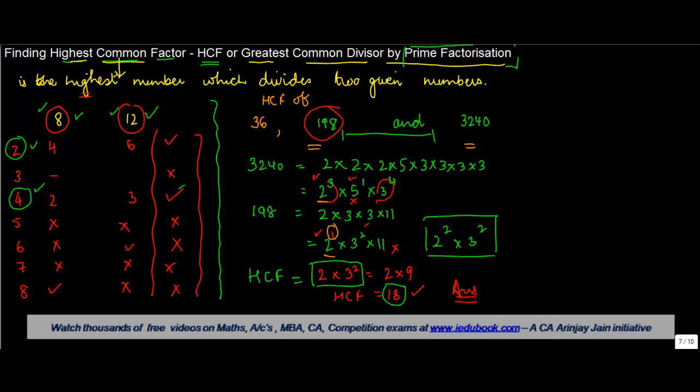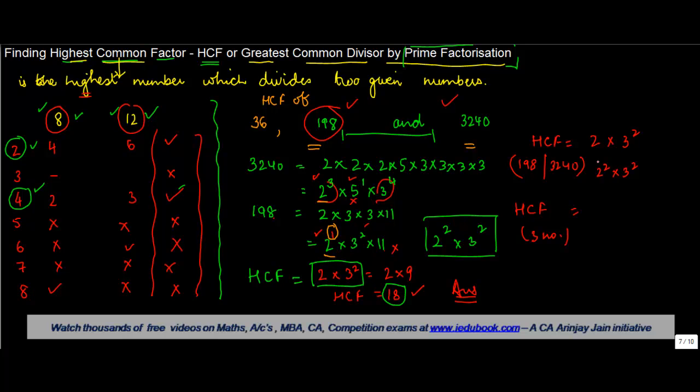So what you do is when you have to find out the HCF of three numbers, first you find out the HCF of any two numbers, which we did here, 3240 and 198, and the HCF that we got for these two numbers was 2 into 3 to the power 2. Then you find out the HCF with the third one also. So 36 we got as 2 to the power 2 into 3 to the power 2. The HCF of all the three numbers will be equal to the HCF of these two.